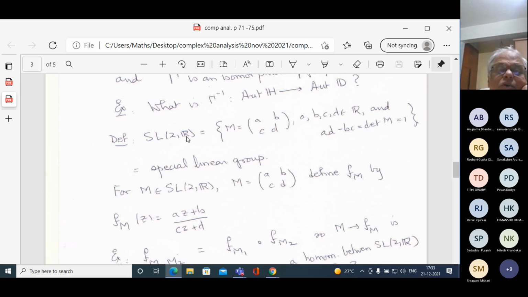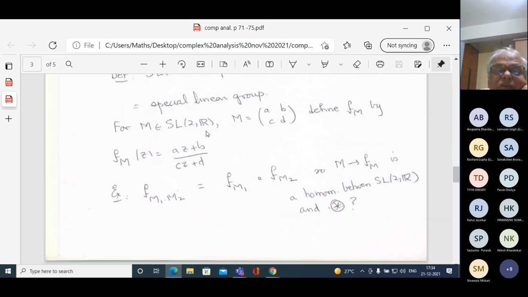The special linear group over real numbers are 2 by 2 matrices whose entries are real numbers, whose determinant is 1. So SL2R are these things. If M is in SL2R, M is equal to ABCD, these are real numbers now. Define F_M of Z to be (AZ plus B) over (CZ plus D). So we had talked about these Mobius transformations. This is a Mobius transformation with the condition that all the entries are real.